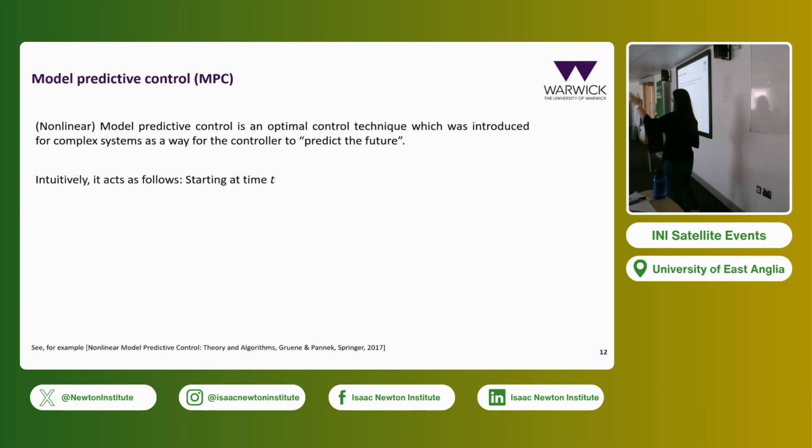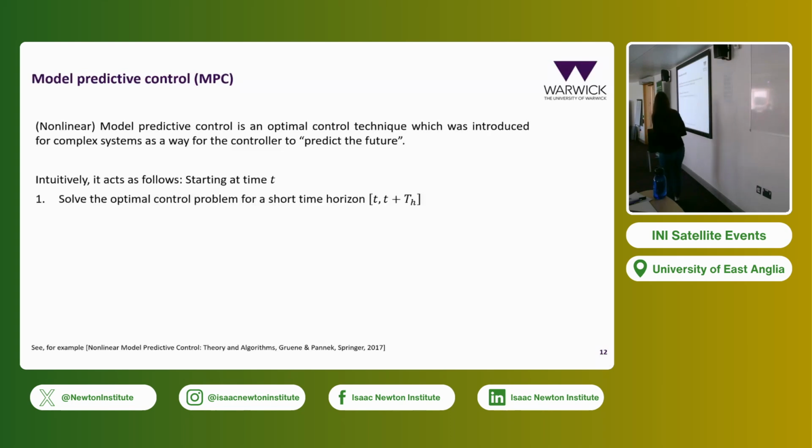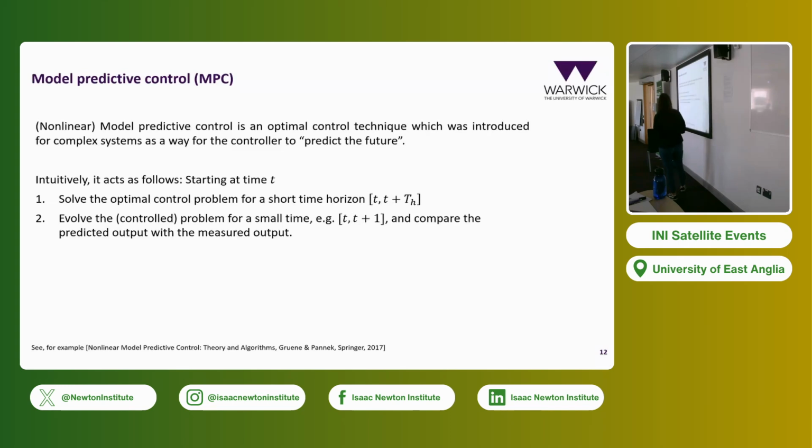So you start at some time t equals 0, and then you solve your optimal control problem for, say, 10, or capital TH. You can solve it until the end of time, but you can make it shorter than the whole time you want to solve the problem for, to make it faster. Then you take the control from this optimal control problem and apply it for a small time, say 1. So you apply your control from t to t plus 1, and you solve it from t to t plus 10.